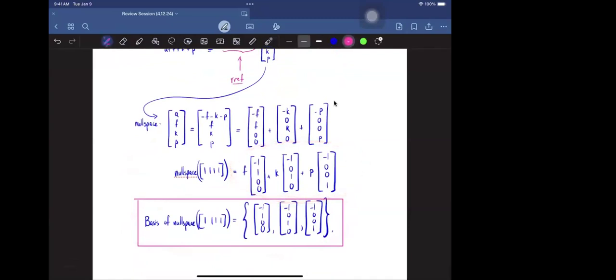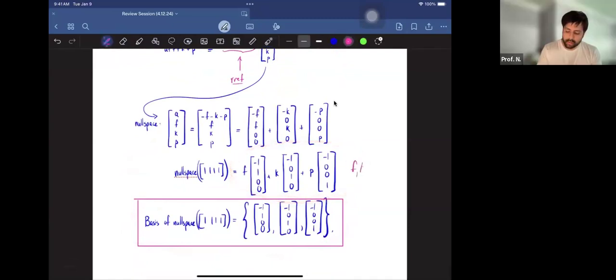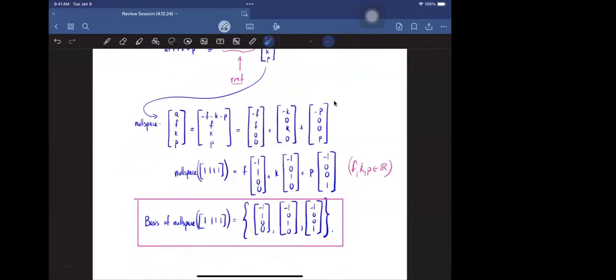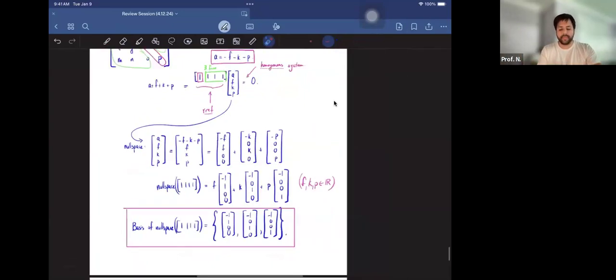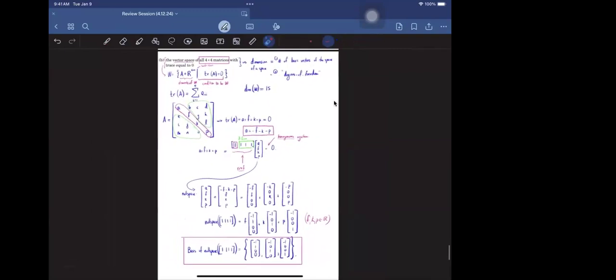And again, F and K and P are what? F, K, and P are real numbers. And these are the free variables. These are the ones that are free. I can choose whatever I want for these, and I'm still in the null space. So very good question.